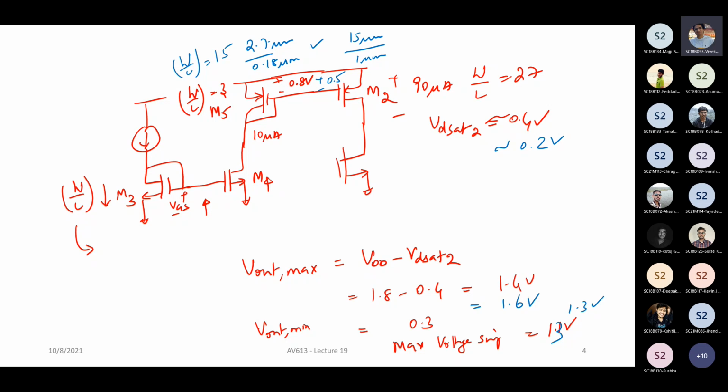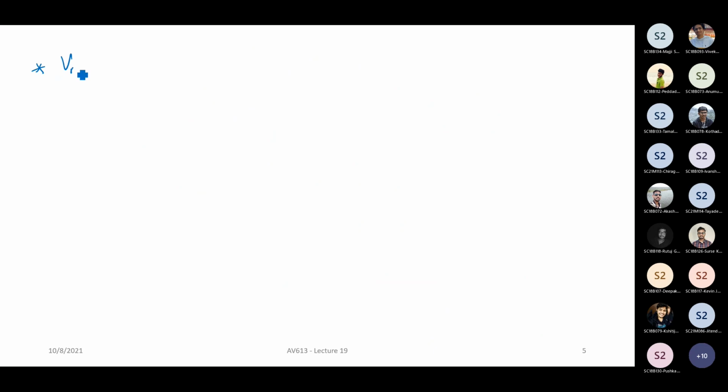Okay, sir. Right. So these are all the different trade-offs. So basically, how will you decide the W/L of this one? So you put always for current mirrors. So let me give you some guidelines. Set the VDD always to 1.8 volt.